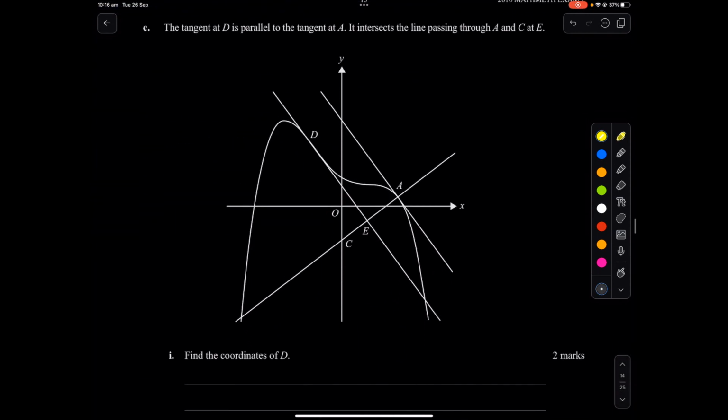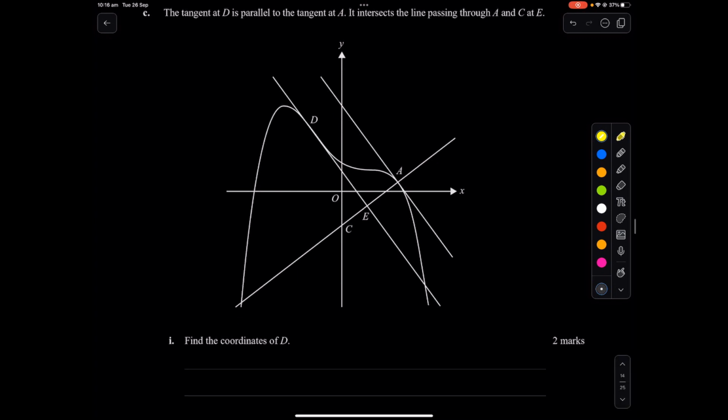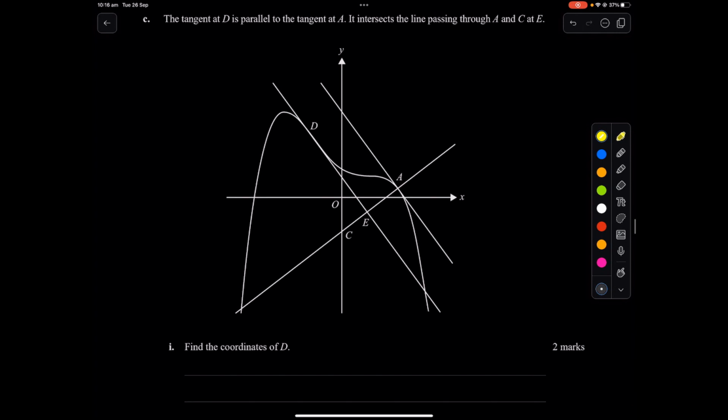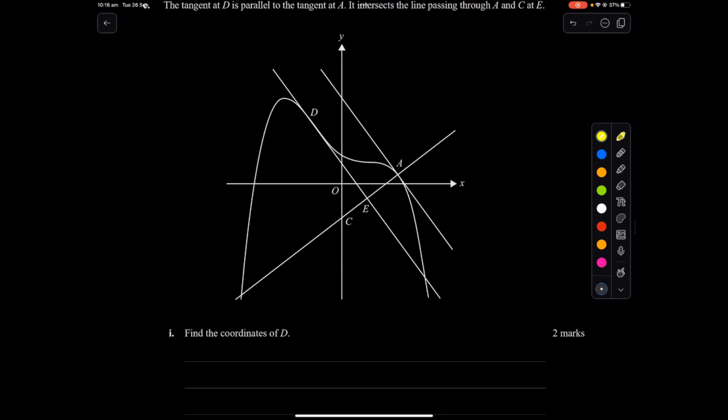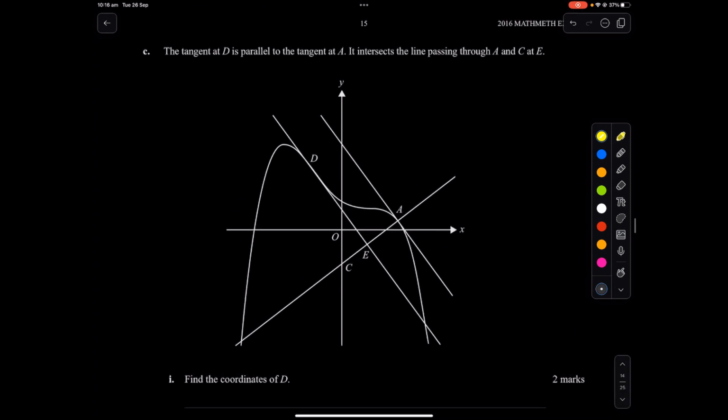But the tangent at D is parallel to the tangent at A. It intersects the line passing through A and C at E. So the tangent at D is parallel to the tangent at A. It intersects the line passing through A and C at E. Yes, okay. So find the coordinates of D.